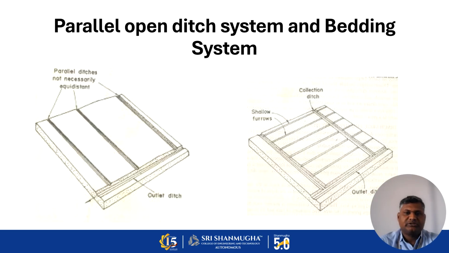The parallel open ditch system and the bedding system are also other kinds of surface drainage systems. All the water is collected on the surface. In the parallel open ditch, instead of parallel field drains, we construct channels, an open ditch system. That is the difference from the previous one. In the bedding system, we form beds, and in this arrangement we collect the drainage water. So this is the bedding system.